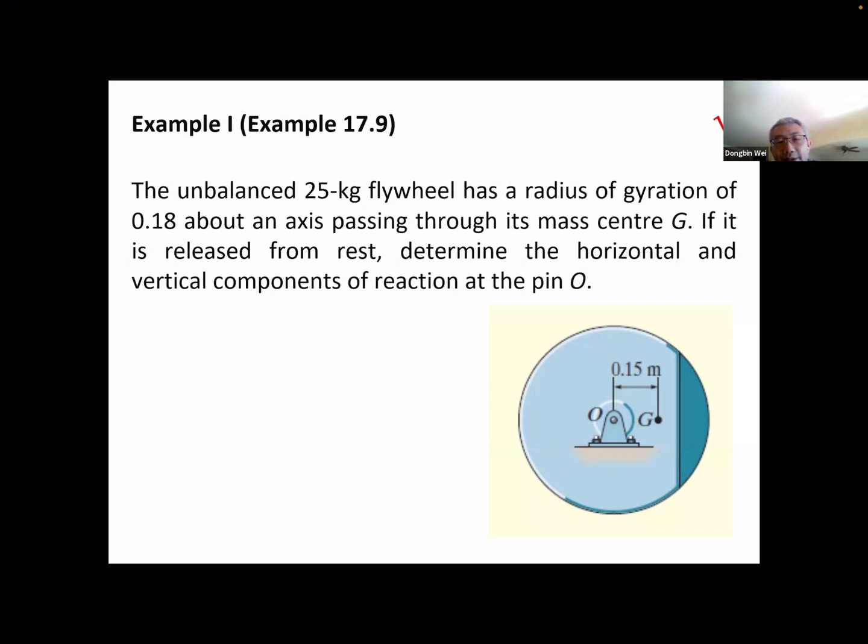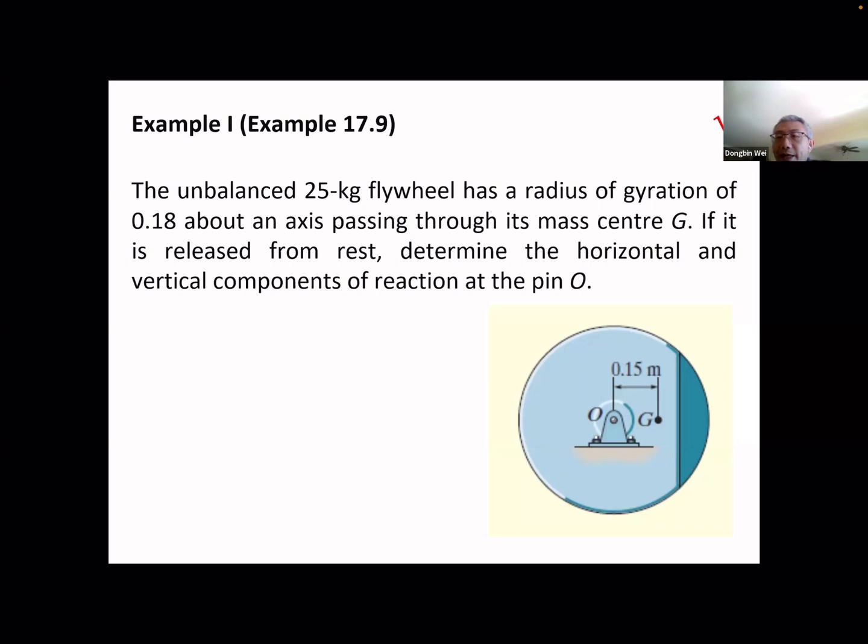Okay. So release it, then because the mass center point G is here, and this flywheel at this moment is not balanced, you will get a rotation. By observation for this easy problem, you can see the rotation direction should be clockwise. The target here is to determine the horizontal and vertical components of reaction at the pin O.